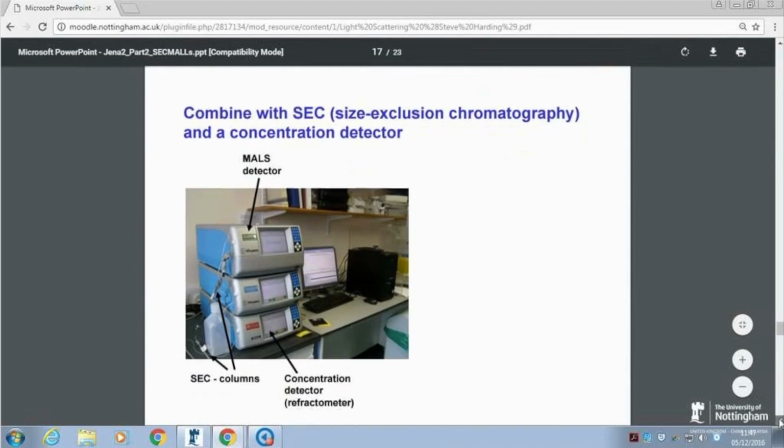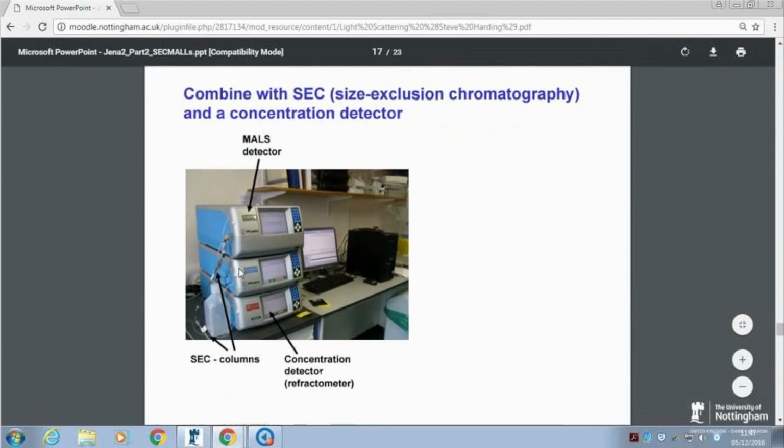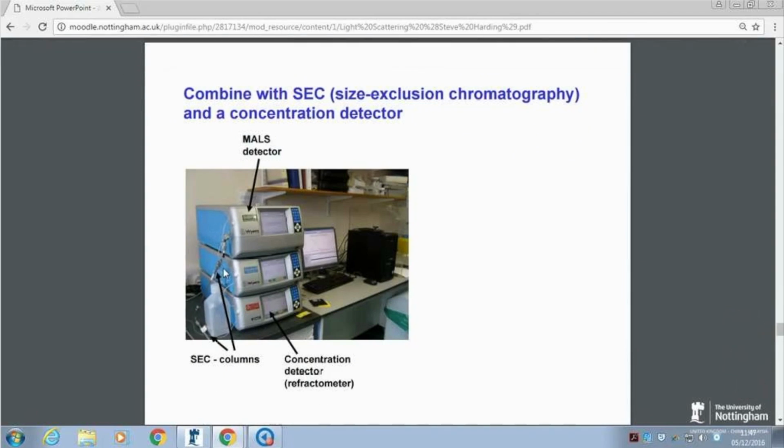And this is what you can do. This is our lab actually. So again, boxes. That's the multi-angle laser light scattering. These are the columns here. They're normally in a thermostatic cabinet actually. So when you go into our lab, you'll just see a cabinet and the columns are in there. This is the concentration detector here, and this is a.